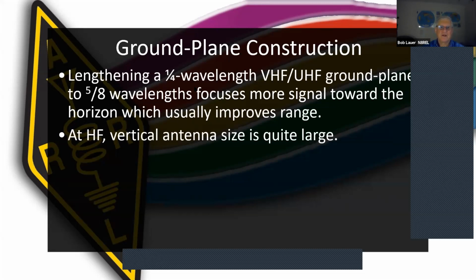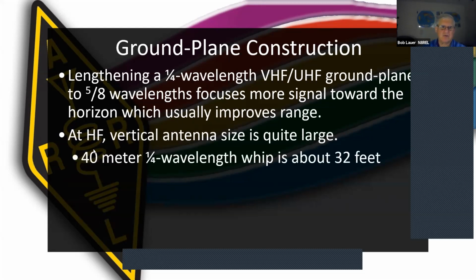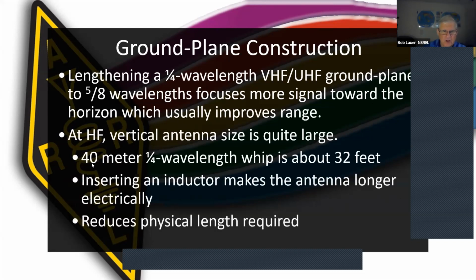Lengthening from a quarter wavelength to 5/8 focuses more signal toward the horizon, which usually improves range. Yes, that's a good thing to know. Okay, so at 40 meters, a quarter wavelength is about 32 feet. Inserting an inductor makes the antenna look longer. Putting in a coil.